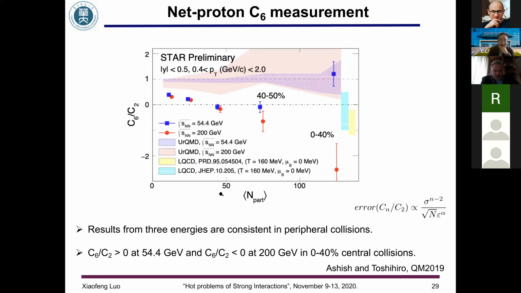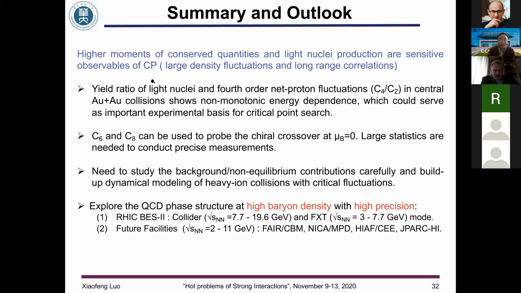Okay, I will discuss my summary and outlook. We found that the yield ratio of light nuclei and the fourth order net proton fluctuations in central collisions show this non-monotonic energy dependence, which could serve as an important experimental basis for the critical point search. And we need large statistics to measure those higher order fluctuations. And also in the future, we will study this high baryon density region with high precision, with, for example, the future facilities. Okay, that's all, thank you.